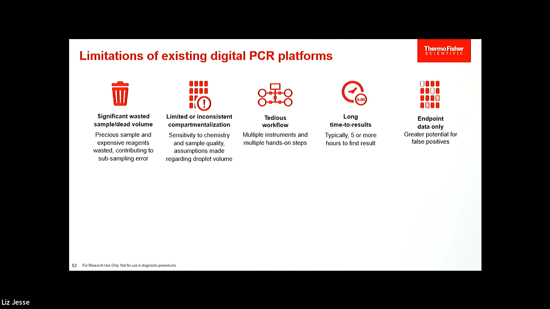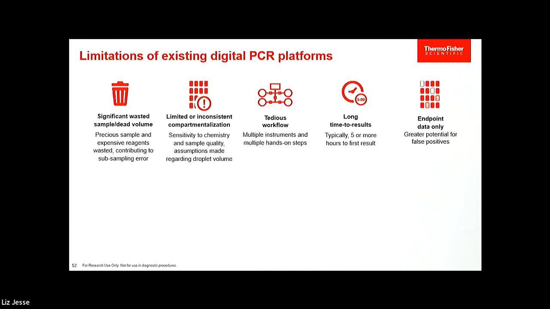When you prepare a digital PCR reaction for other platforms, you have to make a relatively large amount, but sometimes only half of it is utilized. So that means there's a lot of sample loss and reagents that are never even analyzed. The second thing is limited or inconsistent compartmentalization. So especially with the BioRad, it's a very cumbersome workflow. So there's a lot of delicate steps.